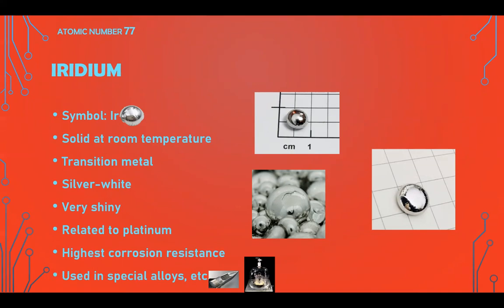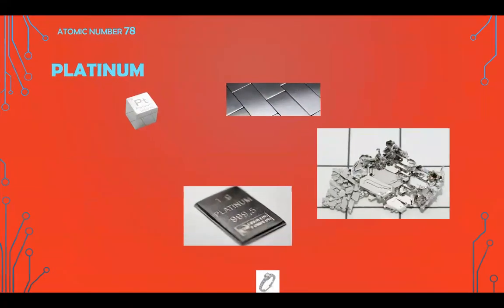Iridium has the second highest density of any other element. Platinum, pretty famous. Platinum symbol is Pt. It's a solid at room temperature. Platinum is a transition metal.